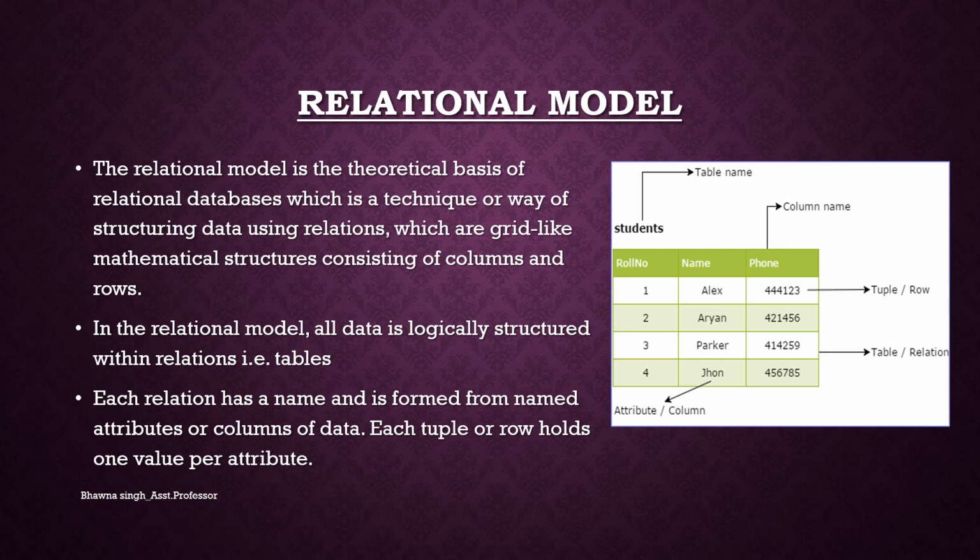In this figure you can see an example of the relational model. Here we have a table, which is also known as a relation. So why are we calling it a relational model? Because the data is stored in the form of tables only. Here Student is the table name. Then we have the columns, the field names like roll number, name and phone number. Each row is known as a tuple, the entire table is known as the relation, and the other name for a column is attribute. So each relation has a name and is formed from named attributes or columns of data, and each tuple, or row, holds one value per attribute.